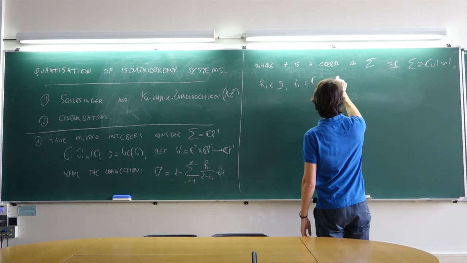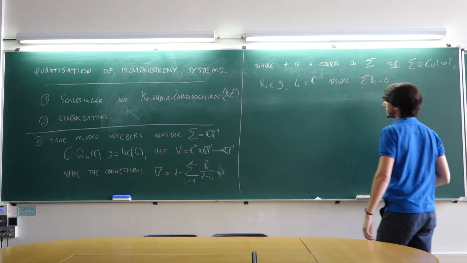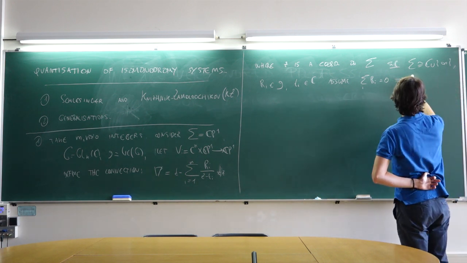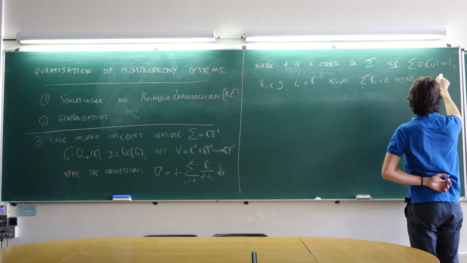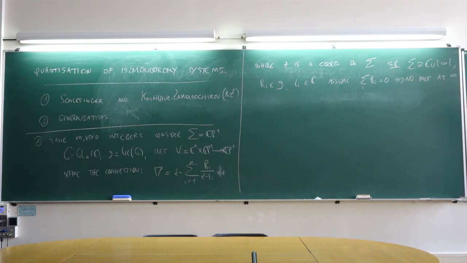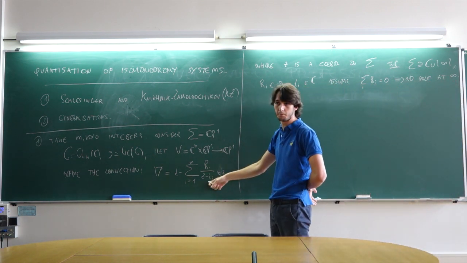So assume for simplicity that the sum of these matrices which are the residues is zero. This implies that there is no pole at infinity. Okay, this is what I am studying right now. It's a logarithmic connection on this trivial vector bundle defined by positions of simple poles and residues.